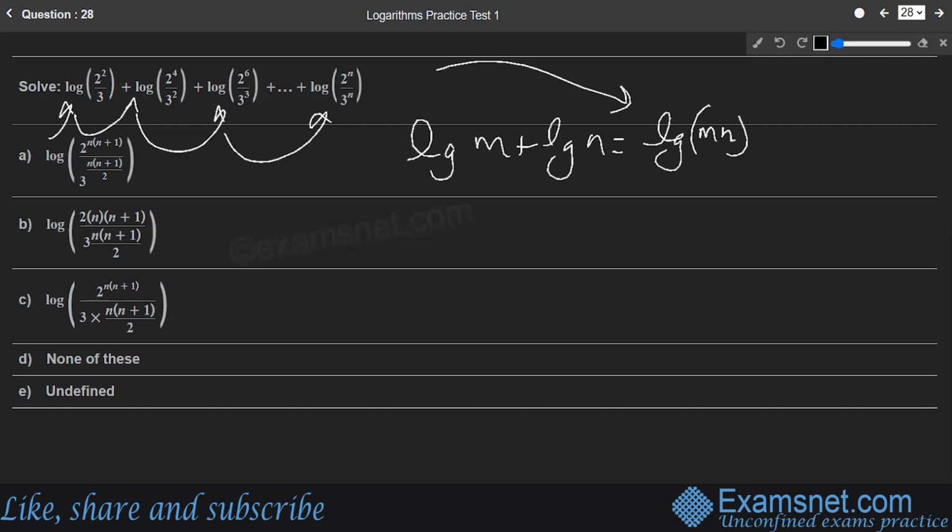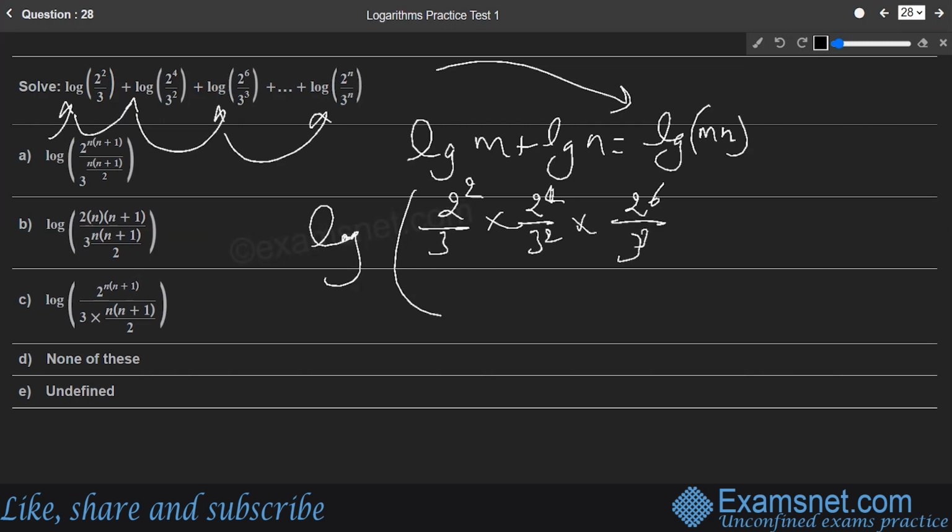So the whole thing can be combined as log of the product of all of them, that is 2 square divided by 3, into 2 to the power 4 divided by 3 square, into 2 to the power 6 divided by 3 cube, and this will continue in multiplication up to 2 to the power n divided by 3 to the power n. All the logs will be combined.